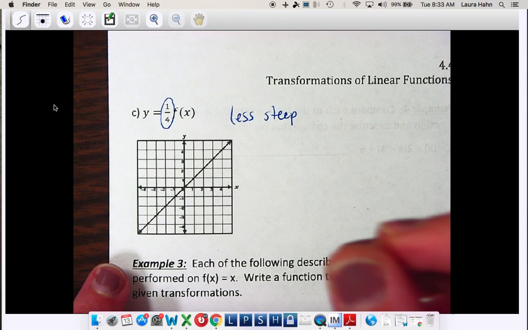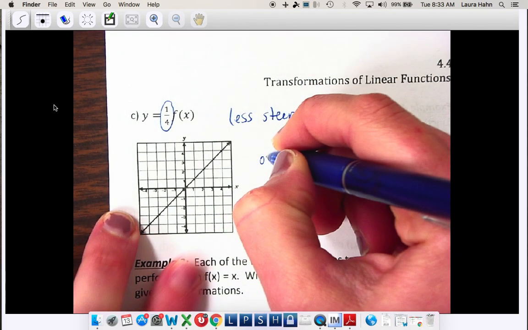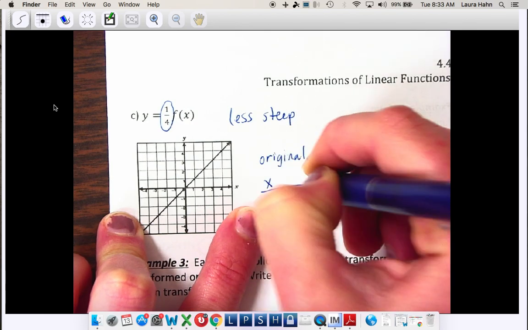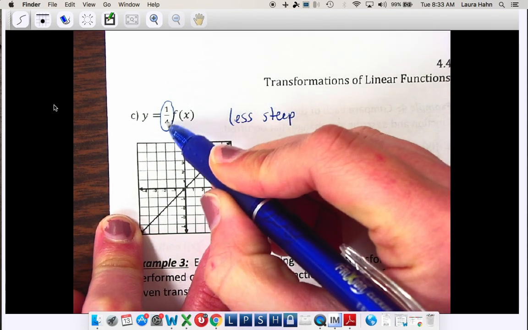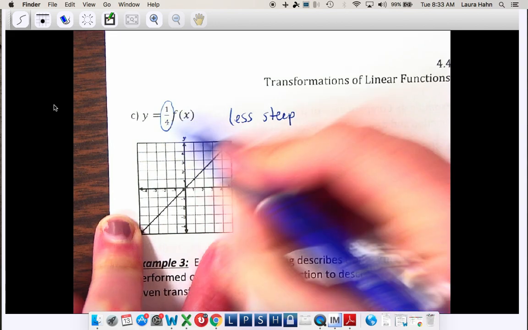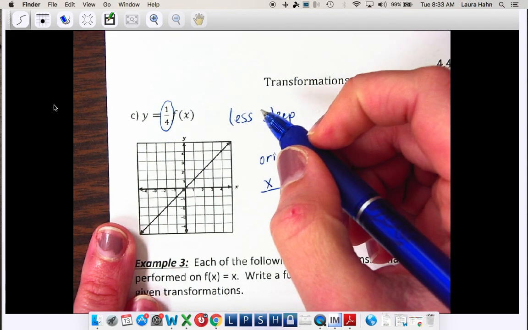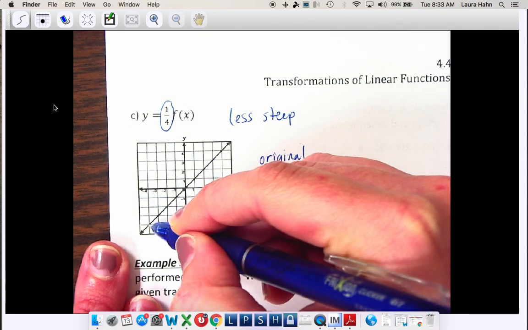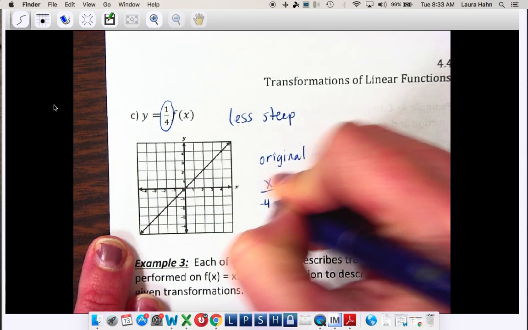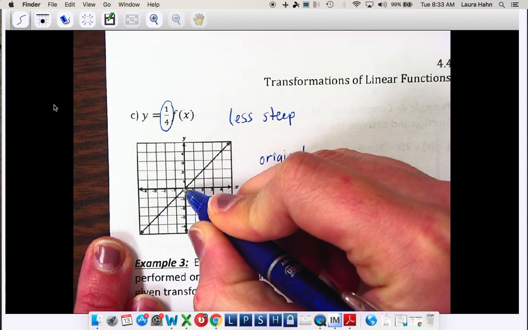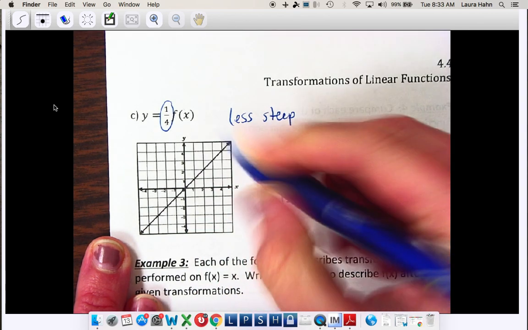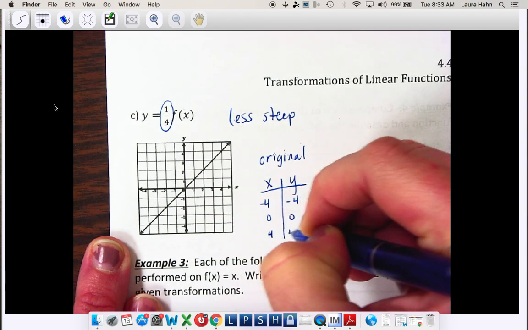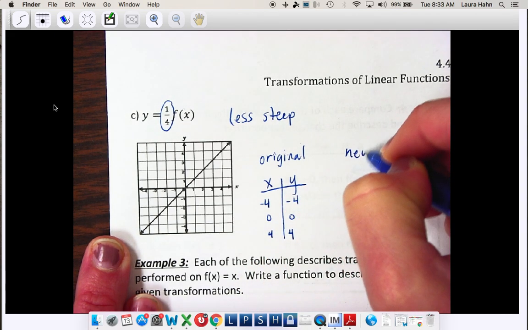All right, so I'm going to pick 3 points off my line, original ones. And this time I'm going to be multiplying the y value by 1/4. Okay, so let's pick -4, -4, so this point right here. My next point is going to be 0, 0. And then my final point I'm going to use is 4, 4. So let's find our new ones.